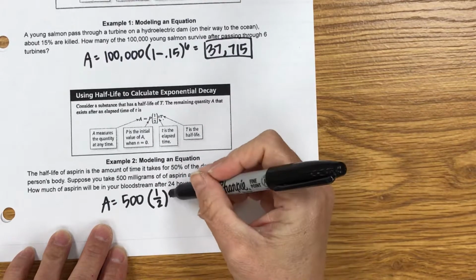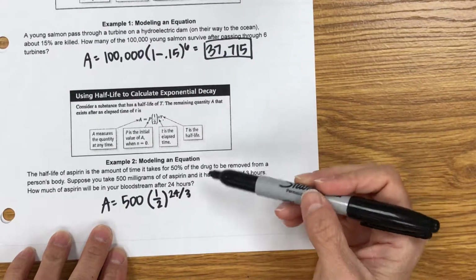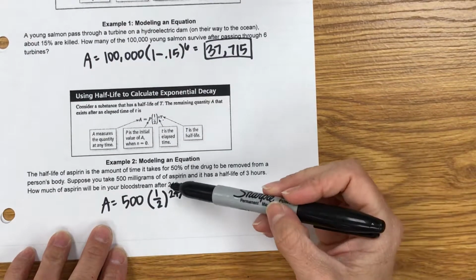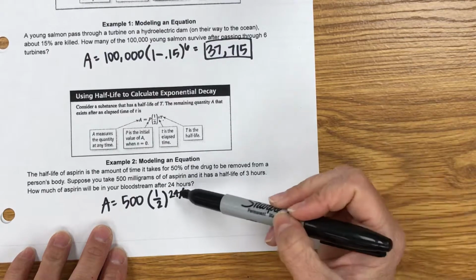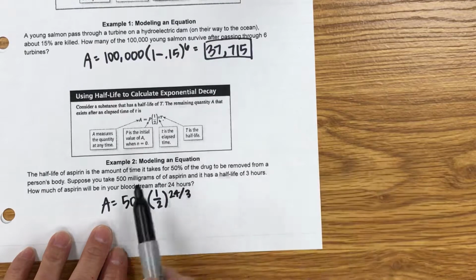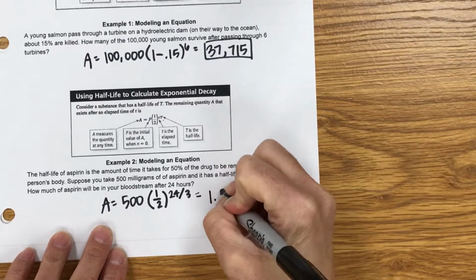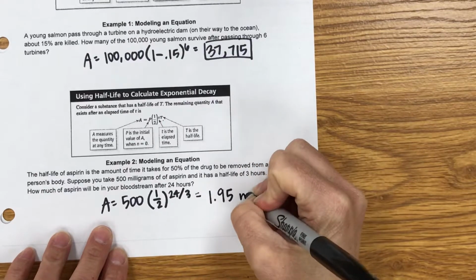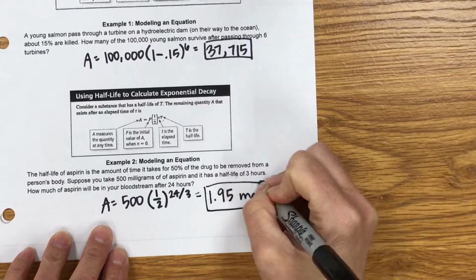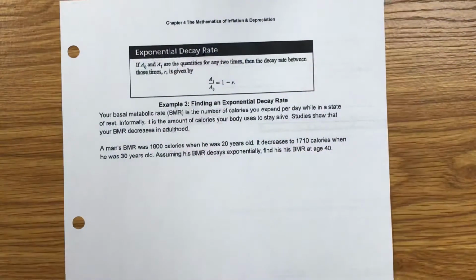3. Basically what you're doing is figuring out how many time periods have passed in 24 hours, or how many half-life time periods have passed in 24 hours. If a half-life is 3 hours, there's 8 half-life time periods that have passed. So what we'll do then is take that, plug it in our calculator, and we end up with 1.95 milligrams left after 24 hours. All right, we'll keep going and do this last example.